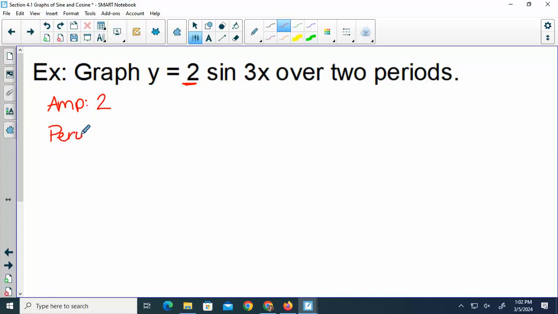Period. How long it takes to repeat. How do we find that? 2 pi over b, which is 3. So 2 pi over 3. 2 pi divided by the coefficient of x. So that's 2 pi over 3.